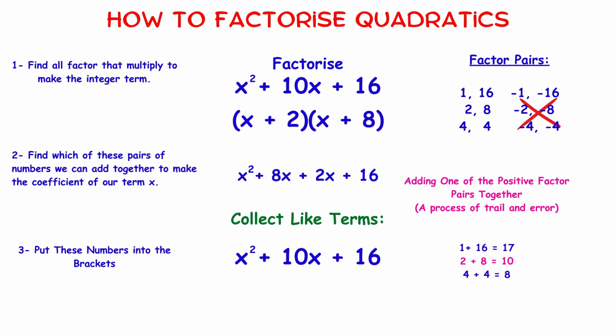The final step is then to put these numbers into the brackets. So because we know that the correct pair is positive 2 and positive 8, we just put a plus 2 in one bracket and a plus 8 in the other one. And that's it. We've got our answer.